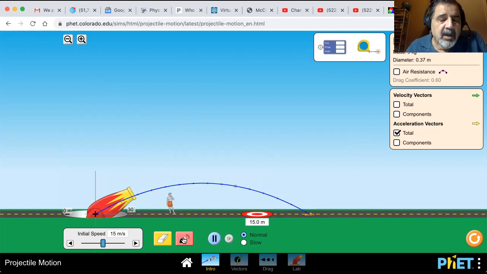Why? Because the only acceleration is the gravitational acceleration. There is no acceleration in the X direction. And so if we look at the components, it's going to look the same. So let's fire it. Actually I had the total, but it shouldn't look any different because the only acceleration is the gravitational acceleration, which is acceleration in the Y direction. So those are some things that you can play with on this little simulation. Okay, I think that's good for this.